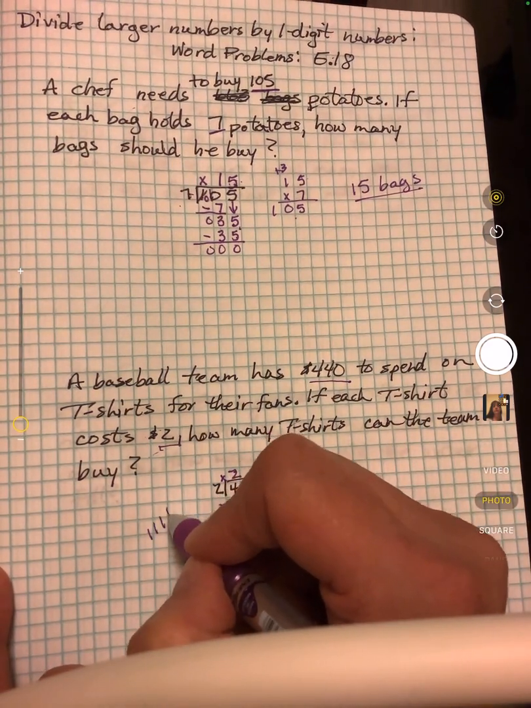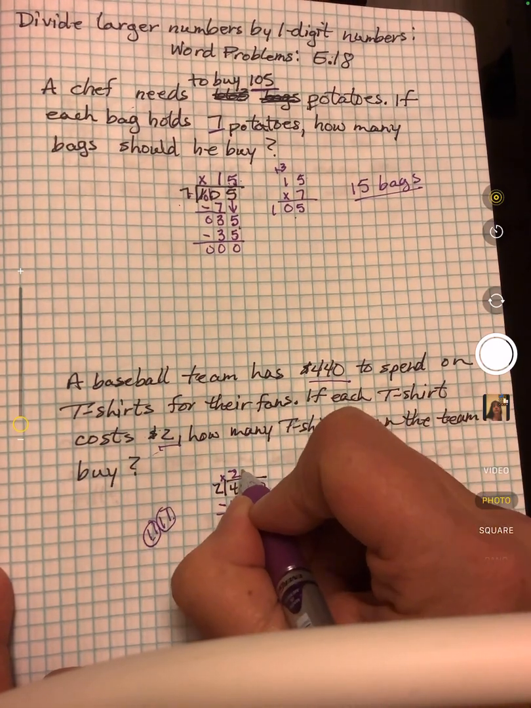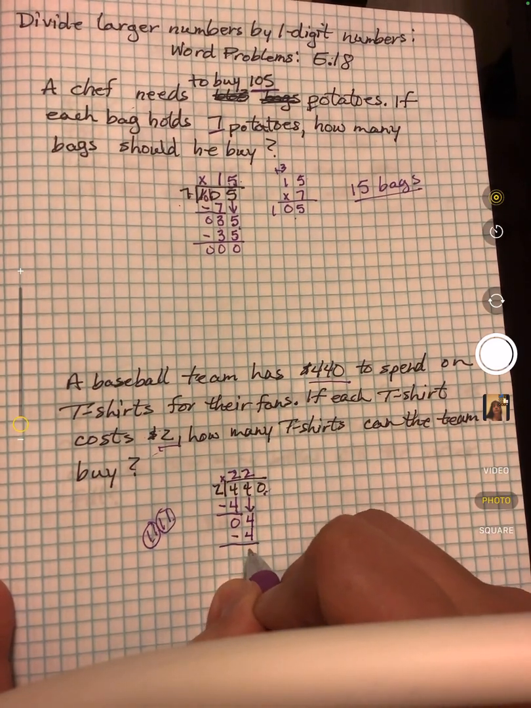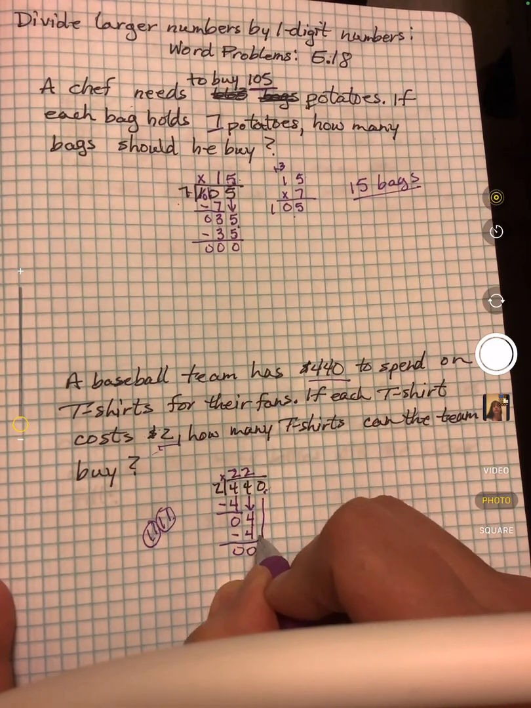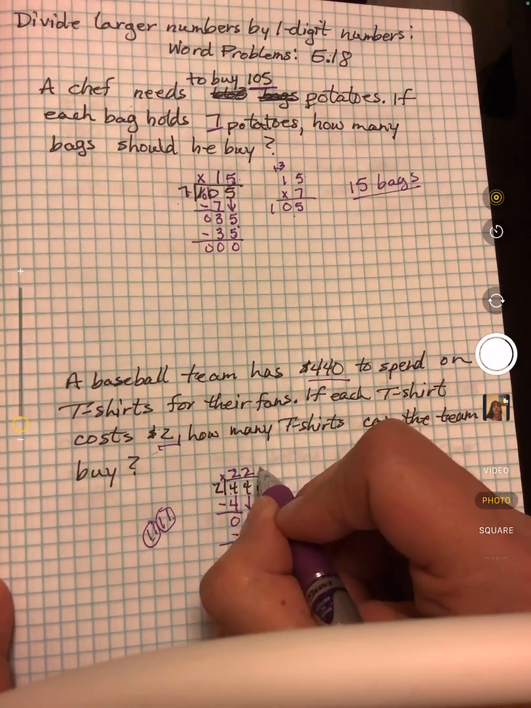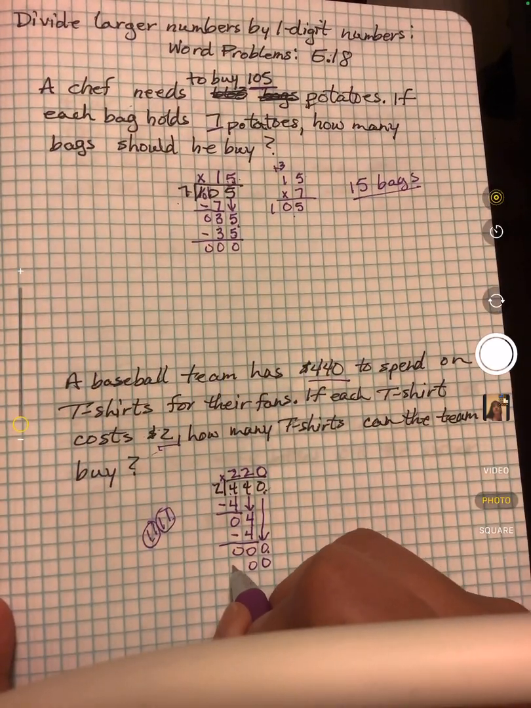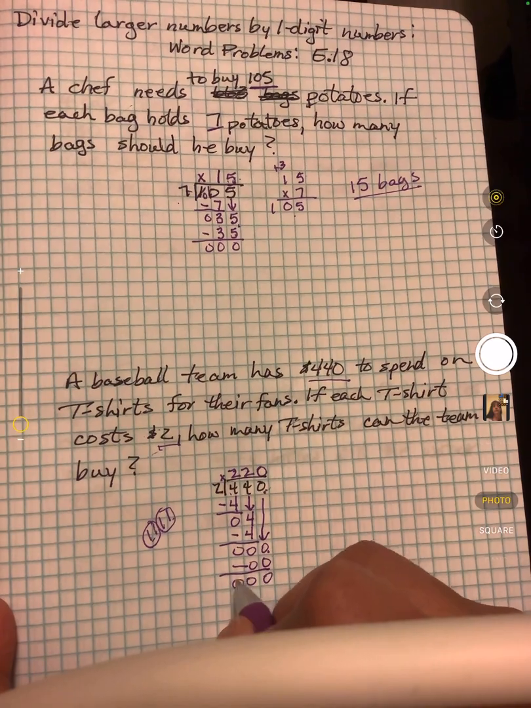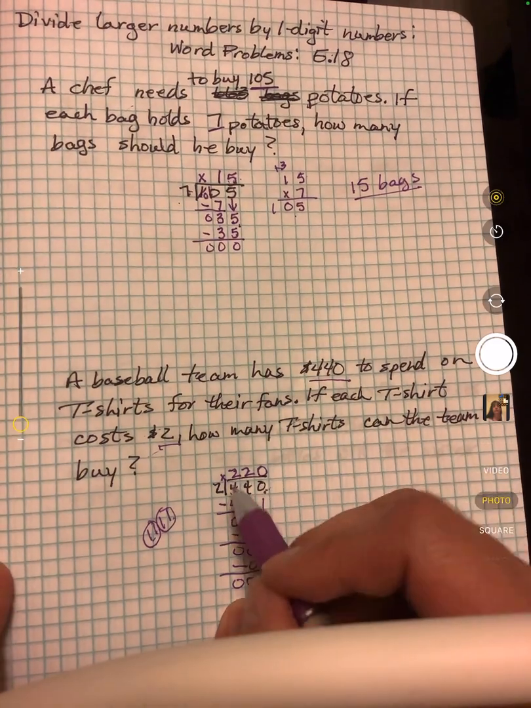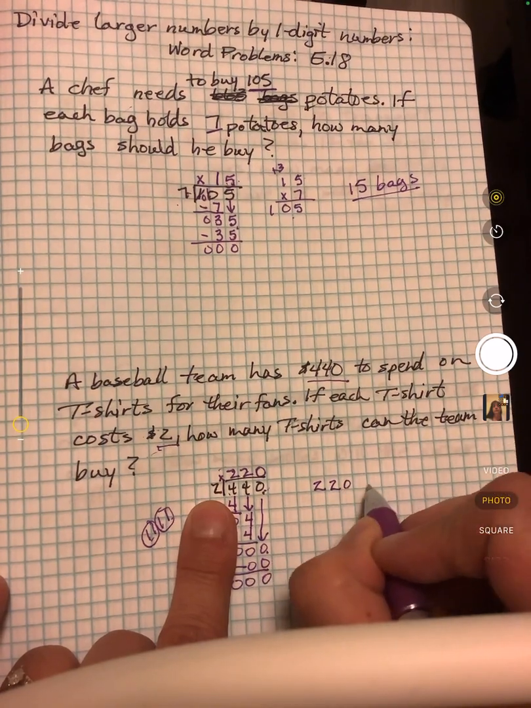I can do this if I need to. Here's one group, here's another group. So 4 divided by 2 would be 2. 2 times 2 is 4. We subtract. And we bring down the 0. Now I have 0 divided by 2. Remember, when we divide or multiply by 0, it's always 0. That's where I want my 3 zeros. So I don't have a remainder at all. So how many t-shirts can the team buy? Here's my answer. 220 t-shirts.